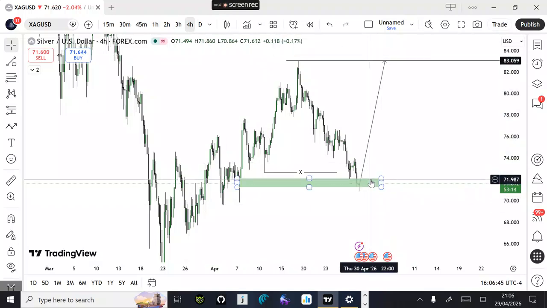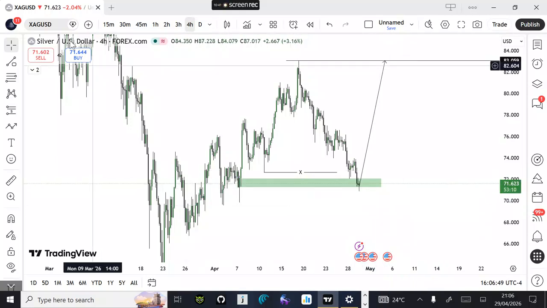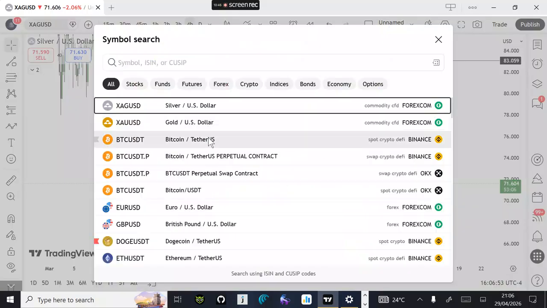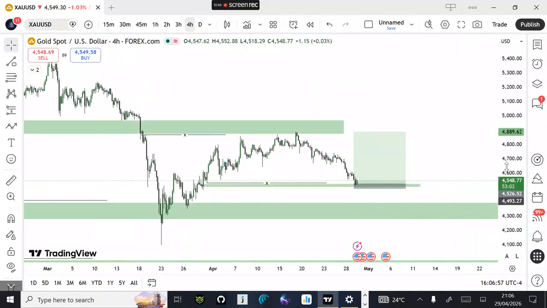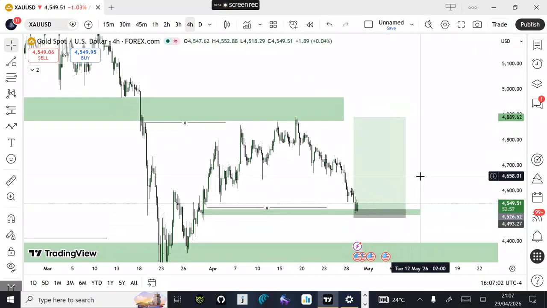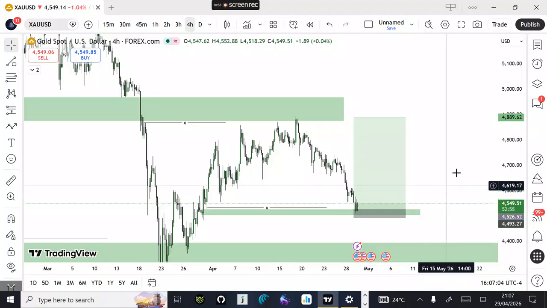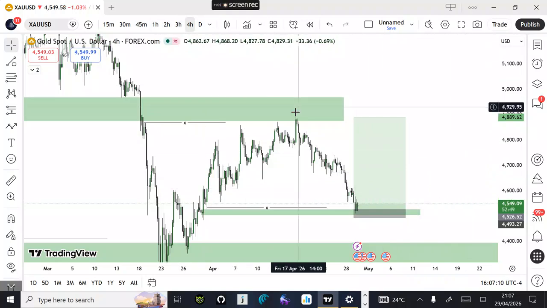So I'm going to delete this now. When that plays out, I'm going to come and look for entry on gold or on silver. Likewise, the same thing on gold. If you can't enter as we entered now, it will form something like that also: inducement before price taps into the POI and then moves up. You will see that on the smaller time frame. The smaller time frame is going to give us the confirmation.